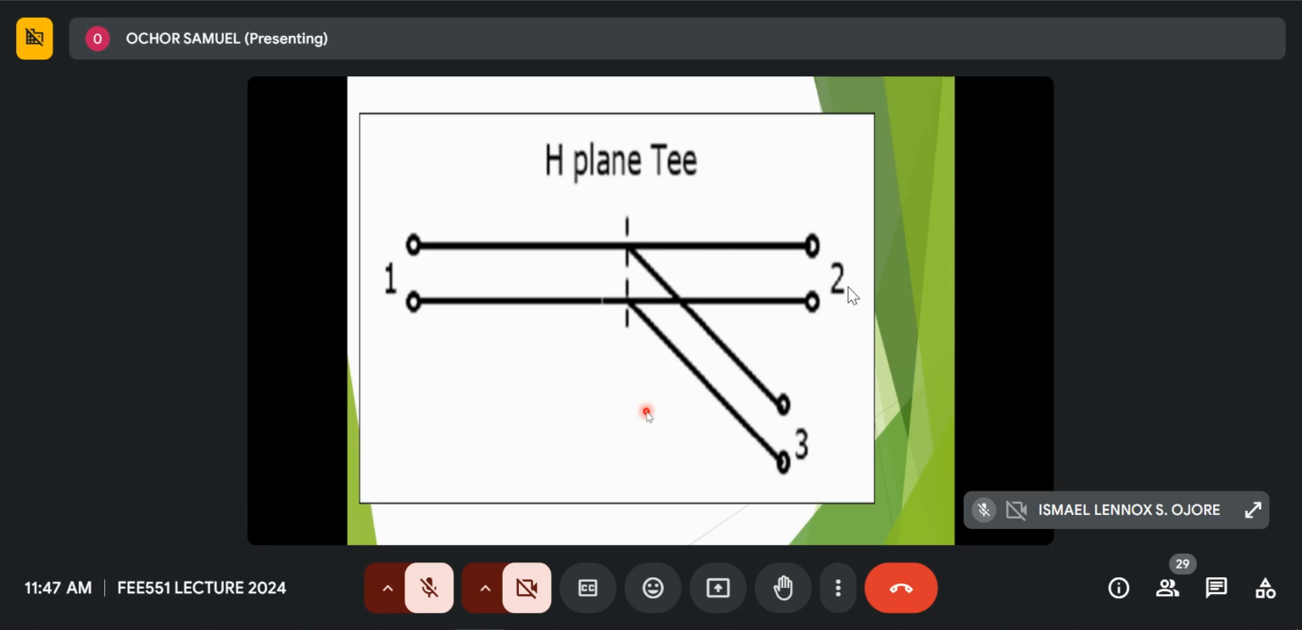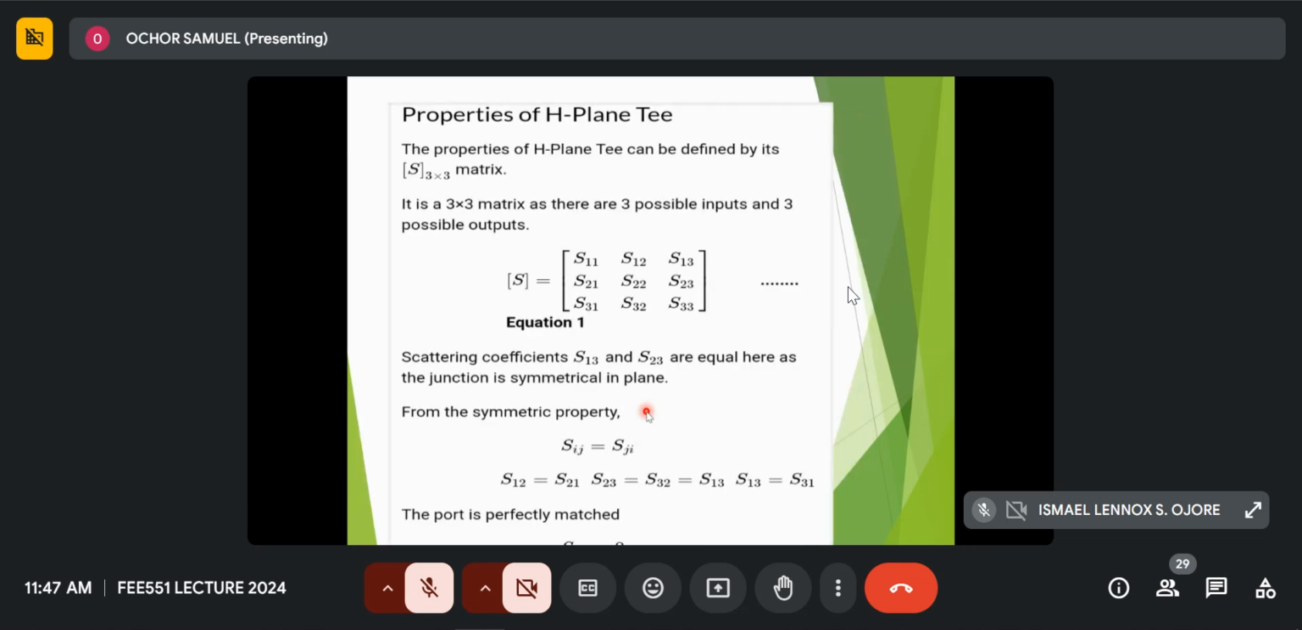Let's look at the matrix of the H plane tee. The properties of the H plane tee can be defined as, again, a 3 by 3 matrix because there are 3 ports. We can write it using those subscripts, and always remember we start with the output and then the input. We can use the symmetrical matrix, Sij equals Sji, but it is just a repetition like we had already covered in the past slides. So S12 equals S21, S23 equals S32, S13 equals S31.